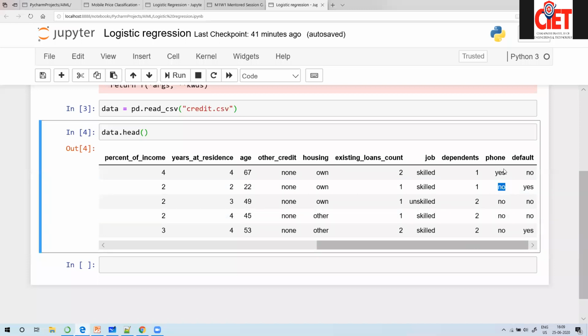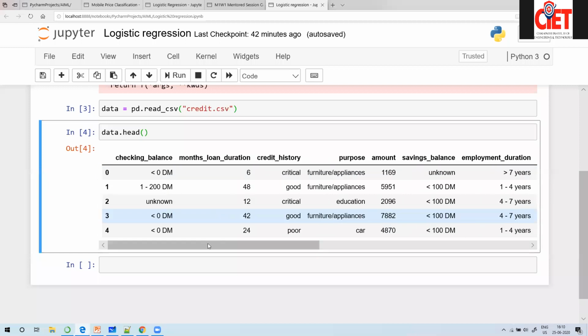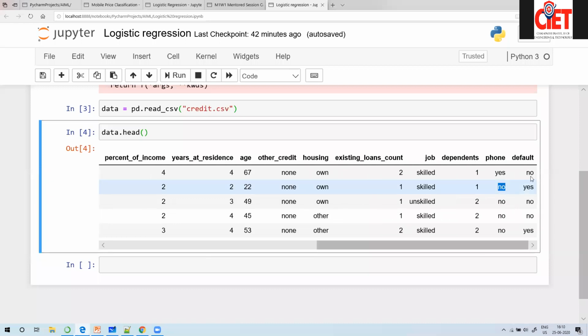So that's why you probably see a lot of no for phone, and we are just going to learn from it. So it doesn't really matter whether it is the latest data or very old data. From these variables, we need to learn how we can predict whether a person is going to default or not. Okay.